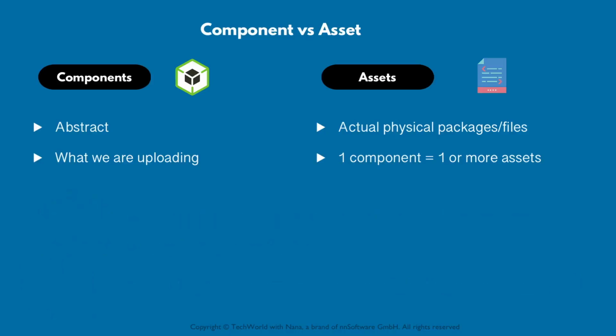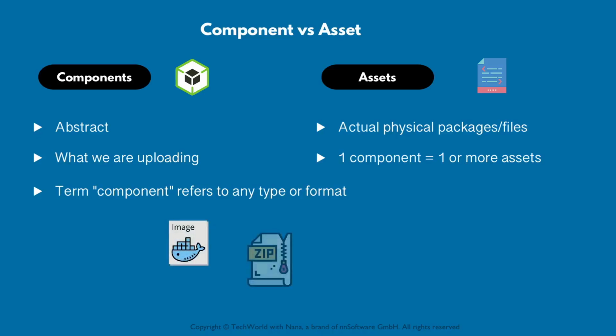And in Nexus, the term component is actually used to refer to any type or format of package that you upload to a repository. So whether it's an artifact or package or an archive, etc., depending on which build tool you use, in Nexus, they're all referred to as component in order to have some generic definition of all of this, whether it's a Docker image or a zip file or a Java archive or whatever it is. In Nexus, it is referred to as component to have some kind of generic definition of all these things.